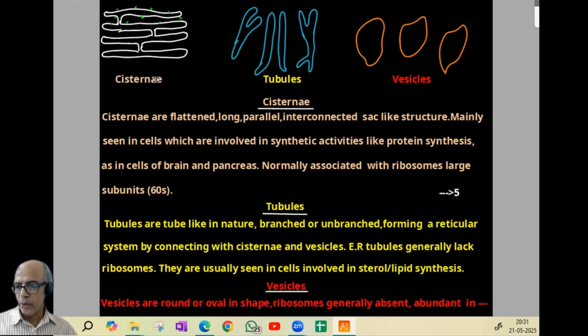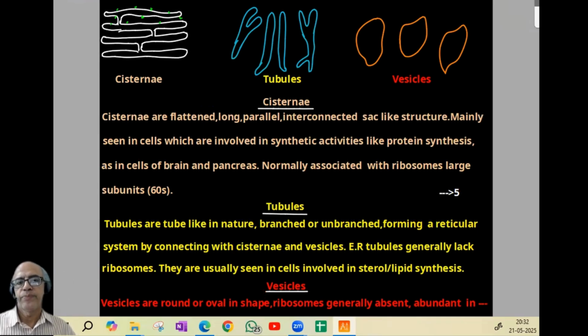So I have drawn 3 diagrams there: cisternae, vesicles, and tubules. You can find them. First item, cisternae. Cisternae are flattened, long, parallel, interconnected, sac-like structures. This is a diagram you can find here. Now, they are mainly seen in cells which are involved in synthetic activities like protein synthesis, as in cells of the brain and pancreas. Normally associated with ribosomes, larger subunit 60S.